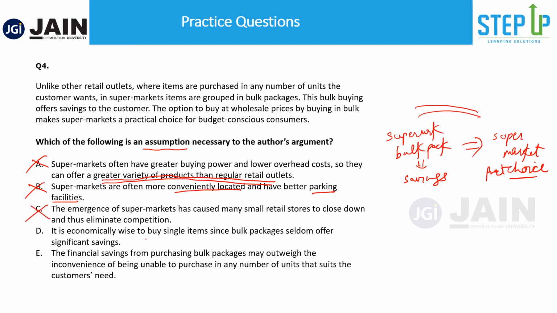It is economically wise to buy single items since bulk packages seldom offer significant savings. This is weakening his argument, right? Because he's saying it's better to buy single items because they don't offer savings. They're going against the passage. Last, the financial savings from purchasing bulk packages may outweigh the inconvenience of being unable to purchase in any number of units that suits the customer needs. So again, this is bringing us to the same point, saying that the financial savings from these bulk packages outweighs all the other inconvenience, and therefore they buy this. Therefore it's a practical choice. I think this is the best answer.